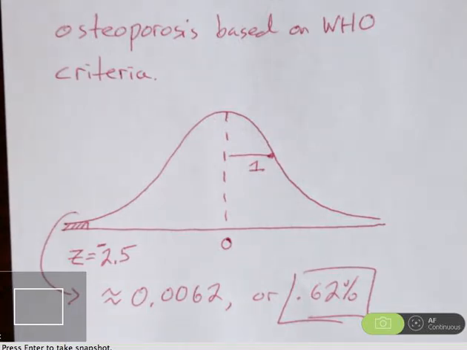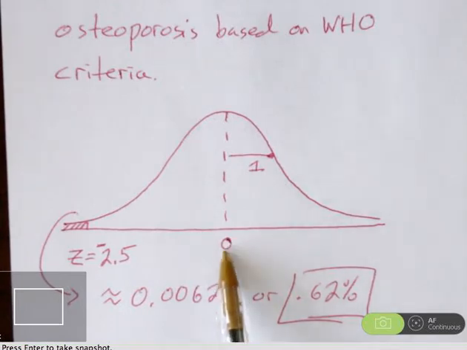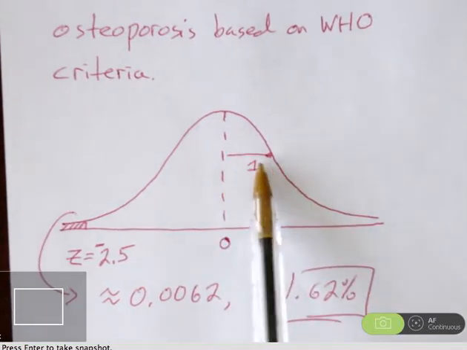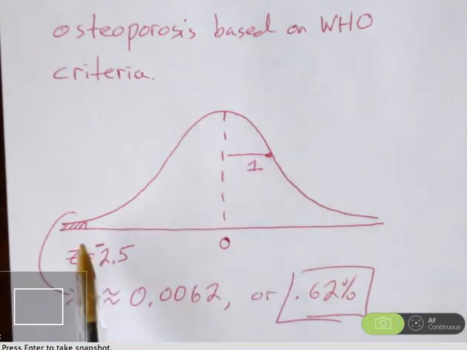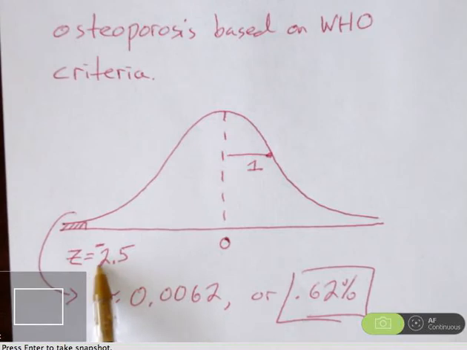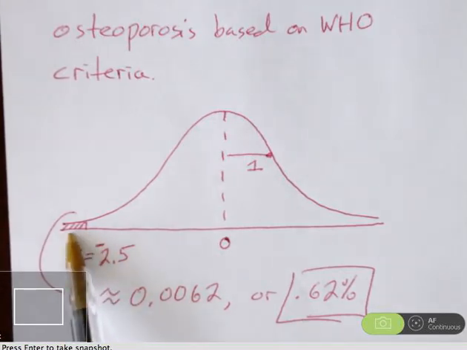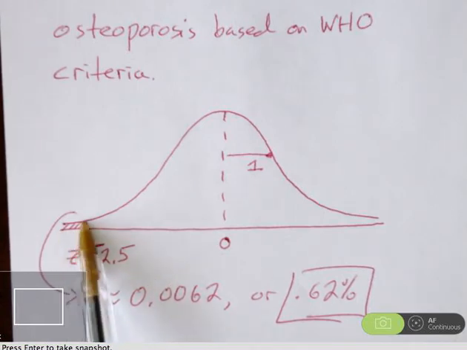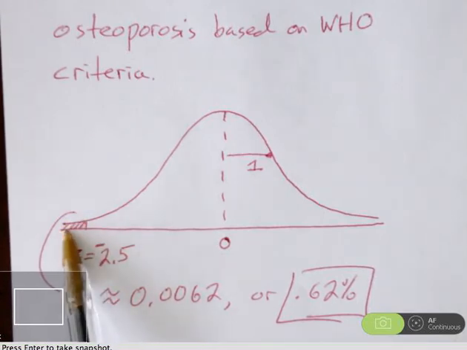So the question indicates that BMD scores are reported in standardized form, so we want to use z-scores, meaning standardized. So the mean should be 0. I've indicated a standard deviation of 1. And here is the cutoff for an osteoporosis diagnosis. You have to be at least 2.5 standard deviations below the mean. So this area under a z-score of negative 2.5 will correspond to the percentage of young adults that would be diagnosed with osteoporosis.